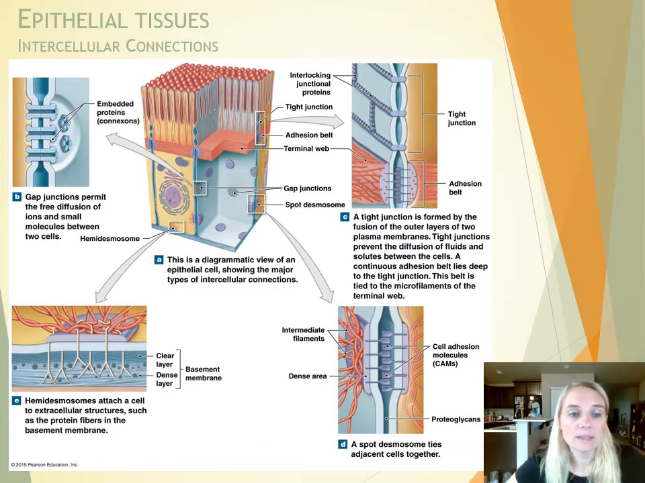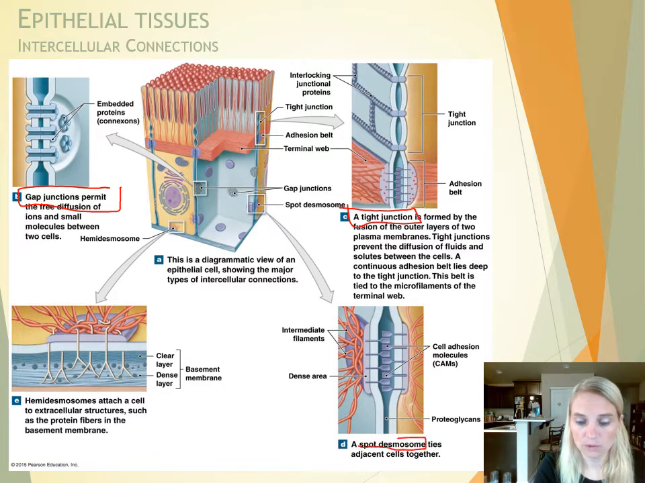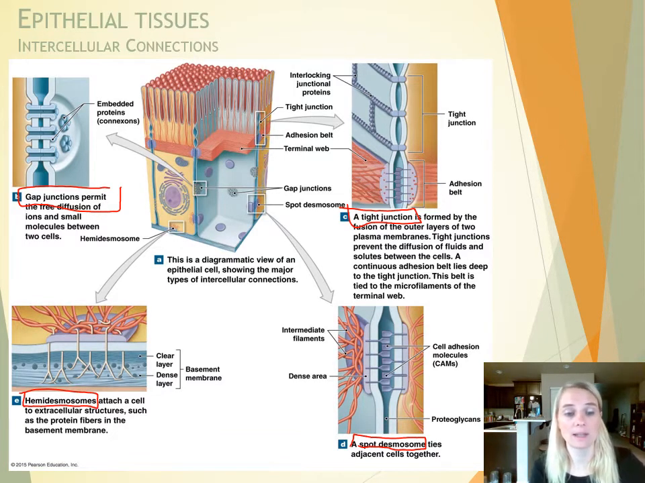So here are some of the ways that these cells, since it's all cells, are connected to each other. There are quite a few different intercellular connections. We have gap junctions, tight junctions, and desmosomes. We have what are called spot desmosomes and hemidesmosomes. Those are the four connections we're going to talk about on this slide.